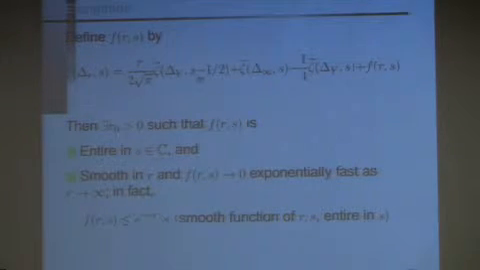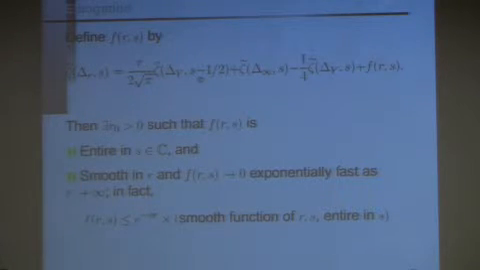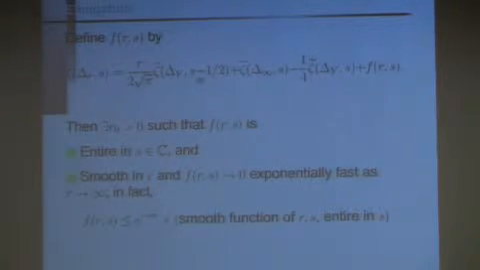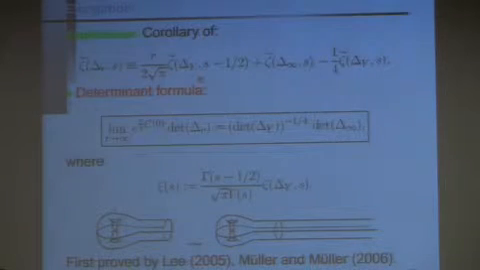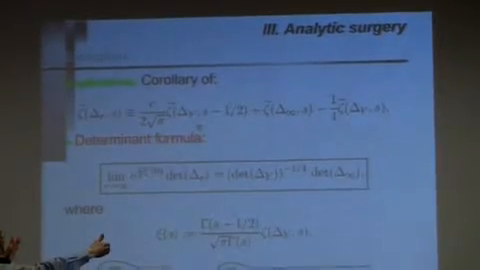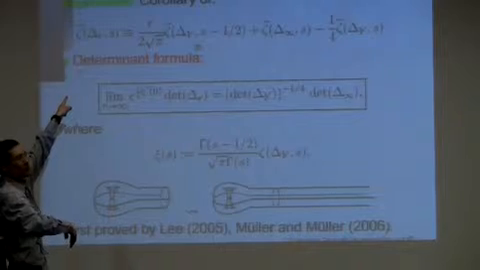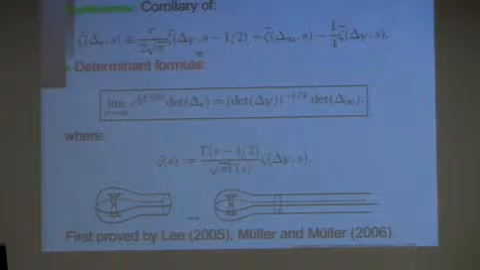And f of r comma s actually goes to 0 exponentially fast as r goes to infinity, where exponentially fast means in the topology of entire functions. So it goes to 0 on compact subsets of the complex plane, and it actually decays exponentially. So here we have this formula which describes the zeta function on a manifold with a cylinder of length r stuck onto it, and how it grows as r goes to infinity. It's basically equal to the right-hand side plus something that decays exponentially.